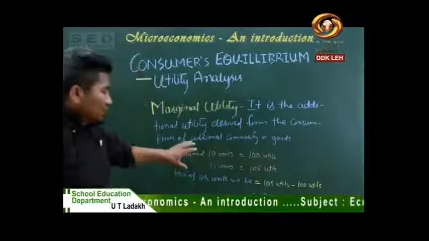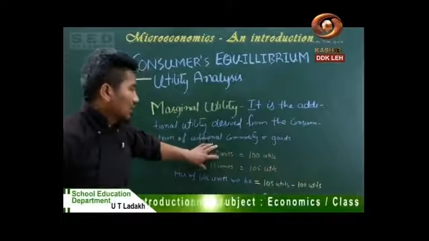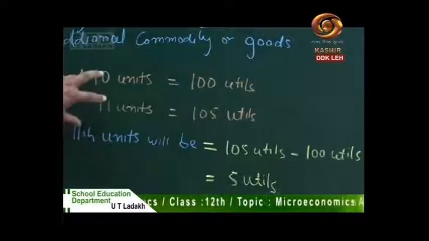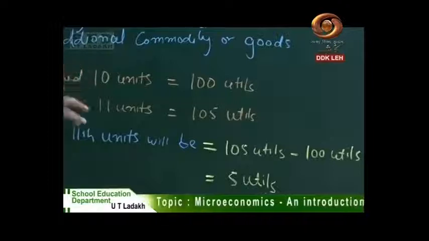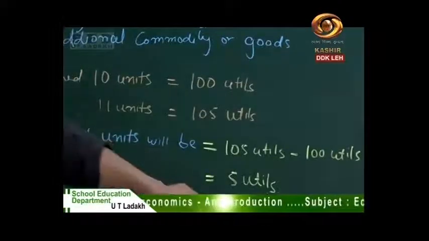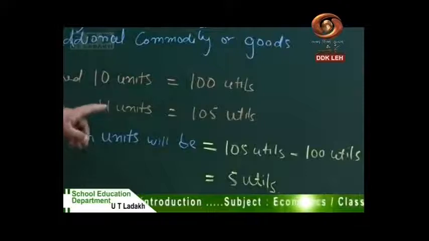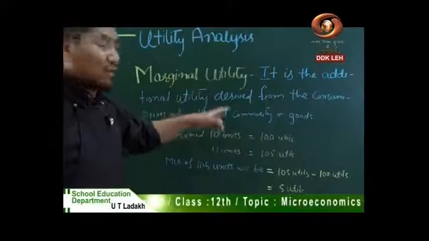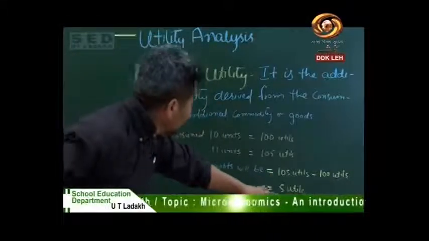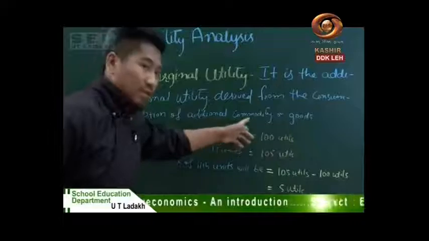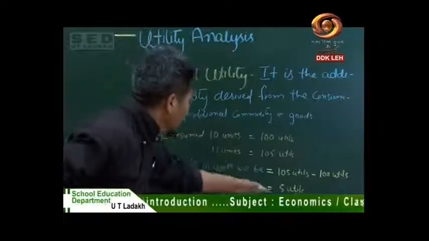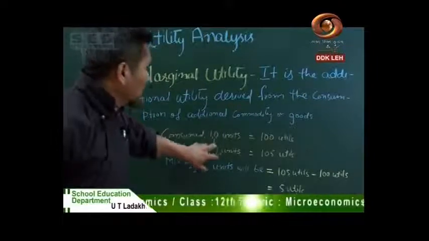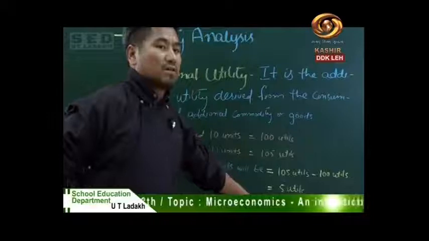It means that from the consumption of 10 units you get 100 utils. When you consume the 11th one, the satisfaction or the utility from the 11th unit is 5, and these 5 are called marginal utility, which means the utility from the consumption of an additional commodity. The 11th one is the additional one. So the utility obtained from the 11th unit is 5, and this 5 is called marginal utility.